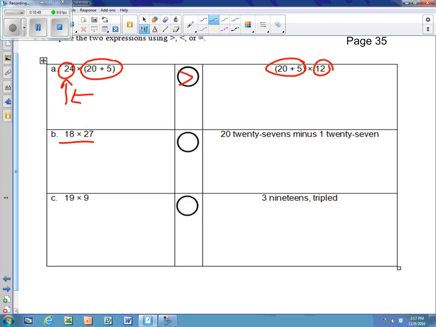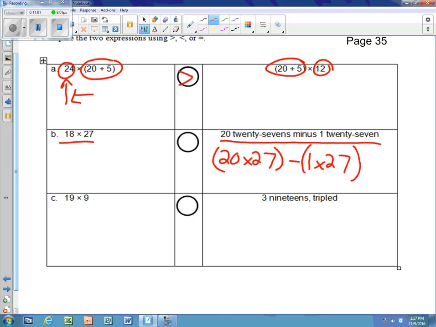So I'm going to look over here. I have 18 times 27, but over here I have words. So let's write the expression. We have 20 27s, that's what that is, minus 1 27. So when you look at this and you actually do 20 minus 1, we get 19 27s. This side has 18 27s, so this side has to be bigger.